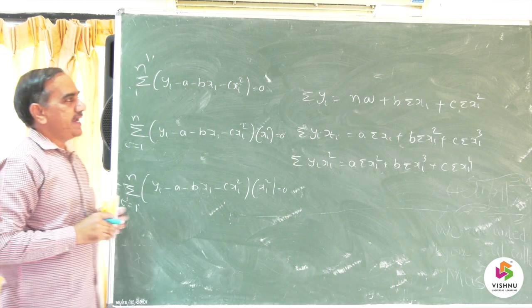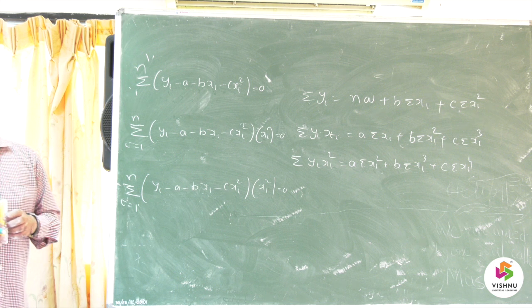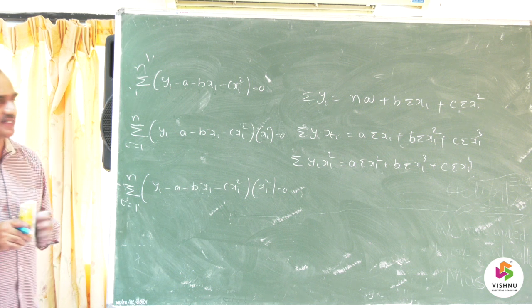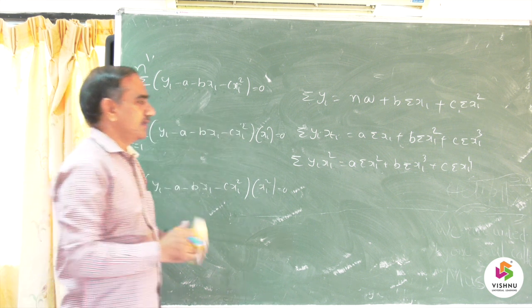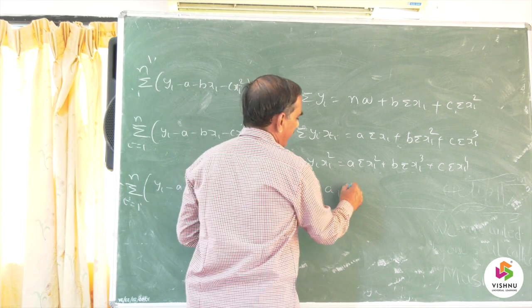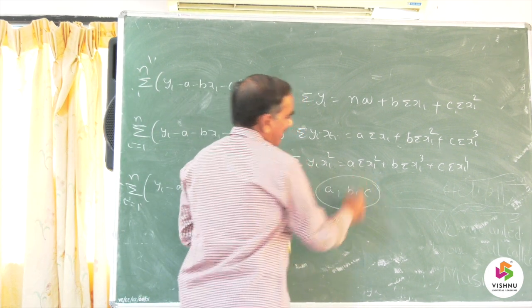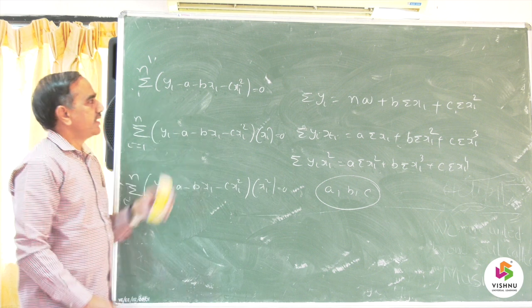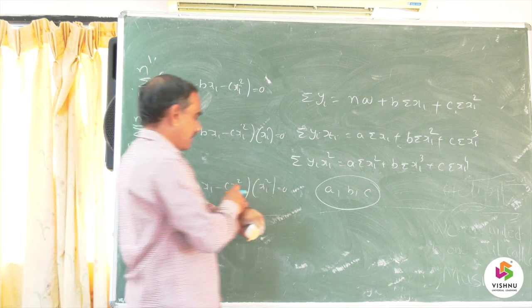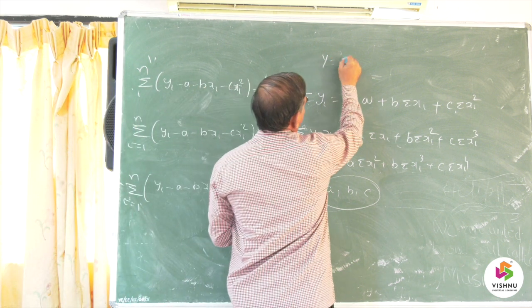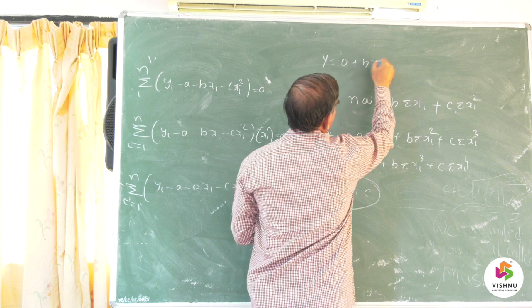So we have three constants a, b and c, and we have three mathematical equations. By solving them, we get the best values of a, b and c. So these are the best values. By substituting in the given equation, we get the best fit y is equal to a plus bx plus cx square.